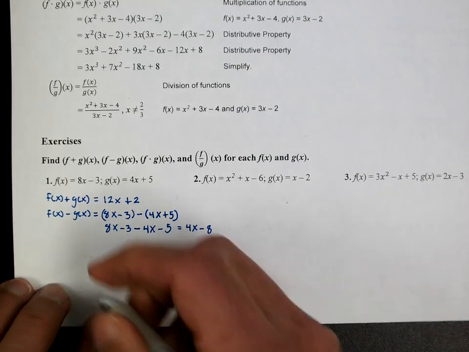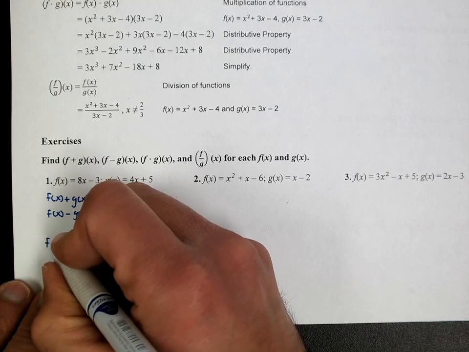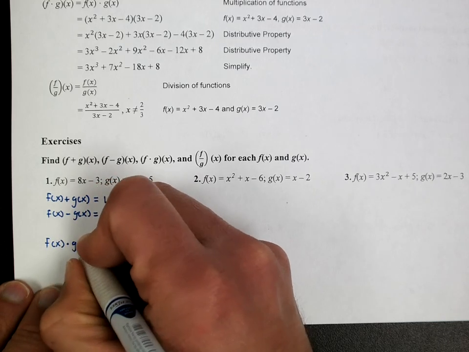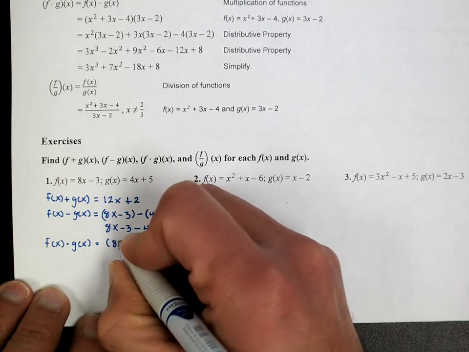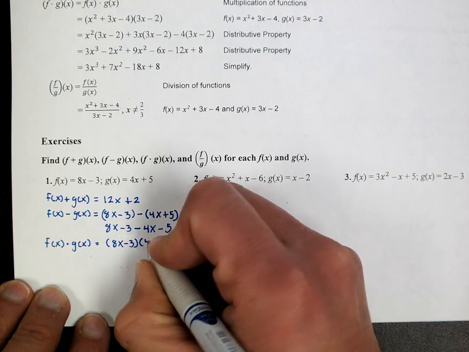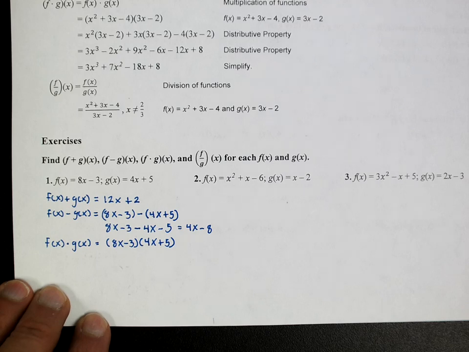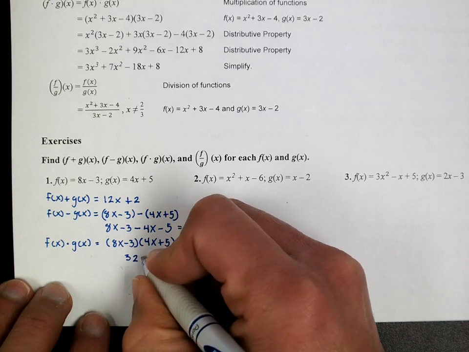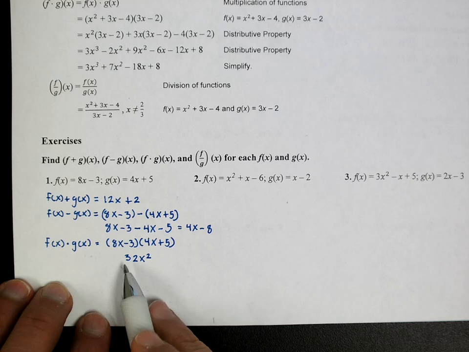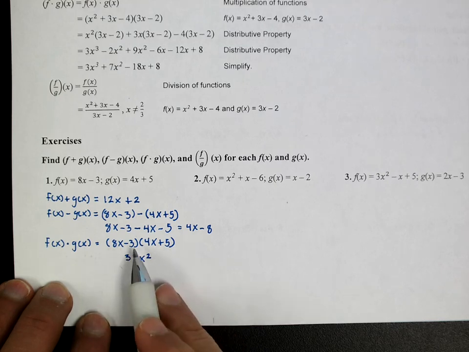Okay, so now we have f times g of x, which is the same thing as multiplying function f times function g. So all I'm doing here is I'm going to multiply 8x minus 3 times 4x plus 5. So if you look at it, all we're doing here is foiling. Alright, so we're going to go ahead and FOIL these two. So we have 8x times 4x, which is 32x squared. Then we have 8x times 5, which is 40x. So we have 40x here minus 12x.